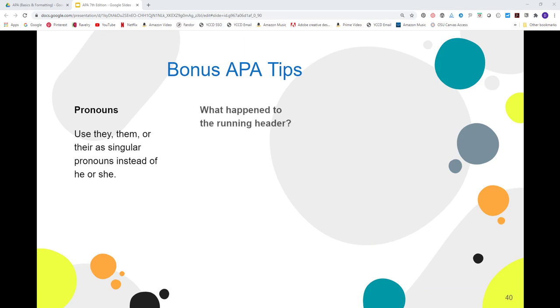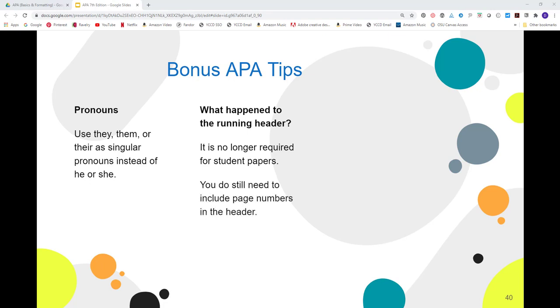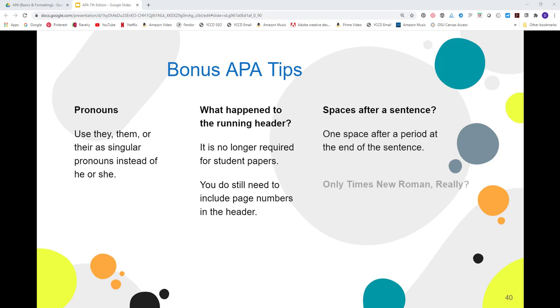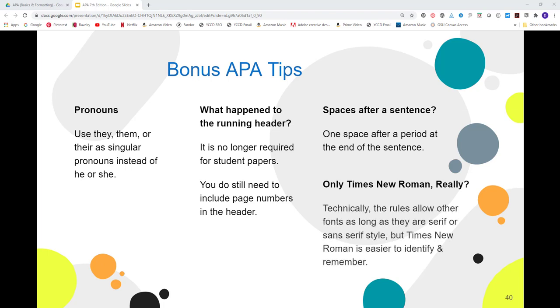If you were familiar with APA 6th edition, you may be wondering about the running header. In 7th edition, the running header is no longer required for student papers, but you still need to include page numbers in the header. In APA 6th, 2 spaces after a period was used, but now the style indicates to use 1 space after a period. In case you feel like your creativity is dampened by Times New Roman as the only font you can use, technically you can use other fonts that are classified as either serif or sans serif, but Times New Roman is easier to remember, and most instructors are used to that being the requirement.